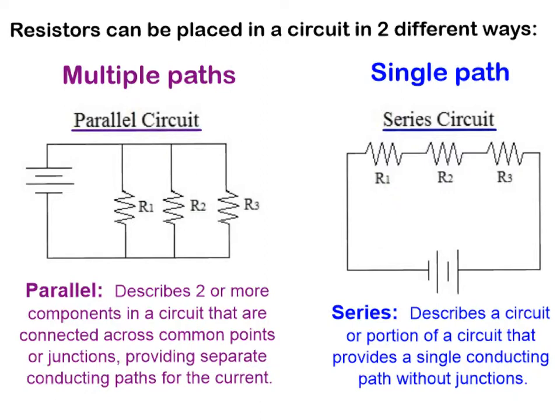So in a parallel circuit here, we have two or more components in the circuit. In this case, there are three resistors, and you can see that they're connected across common points or junctions, and these junctions then provide separate conducting paths. You can see that the current could travel like this, or it could go over here, this way, or here. Even if we got rid of this resistor, you can see this is still a parallel circuit because it has more than one path. Here we only have one pathway, so these resistors are connected in series.